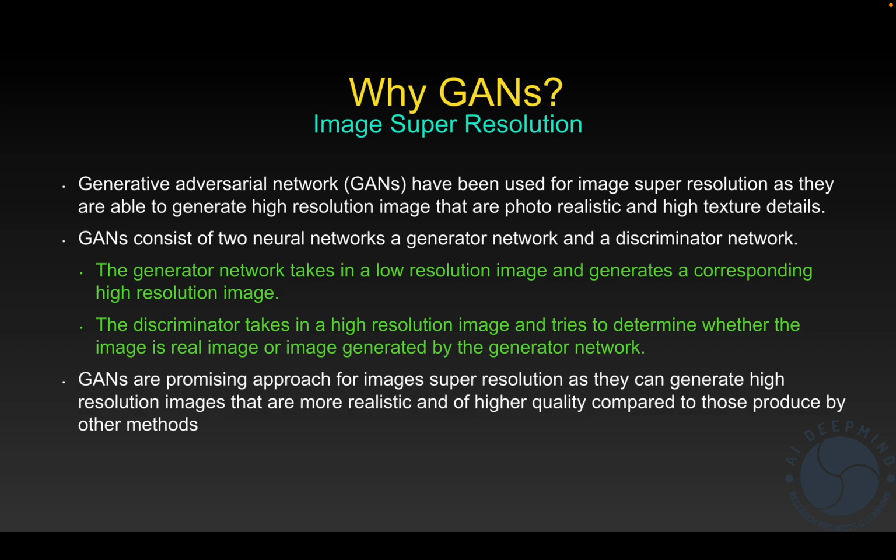Basically GANs are a promising approach for image super resolution, as they can generate high resolution images that are more realistic and of higher quality compared to other methods we are going to see. That is the promise the GAN gives you: we are not only giving you high resolution images but images that are more realistic. There are no artifacts added to the images, and the quality of the images is really high compared to other deep learning models. So that's why we are using the GAN, and we will see how we implement the GAN and what is really important in the GAN. That's all. We'll see in the next video.